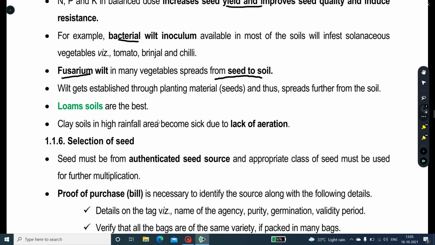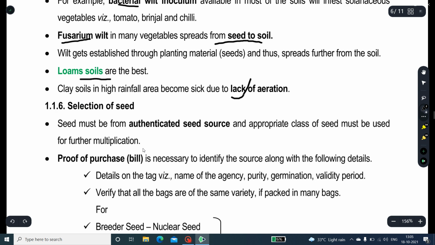Soil should have optimum moisture, good texture and structure. Different vegetables have different soil requirements, and in general loamy soils are the best for seed production. And clay soils in high rainfall areas may become sick due to lack of aeration in the soil, which affects the seed quality. And the next important factor is the selection of seed.